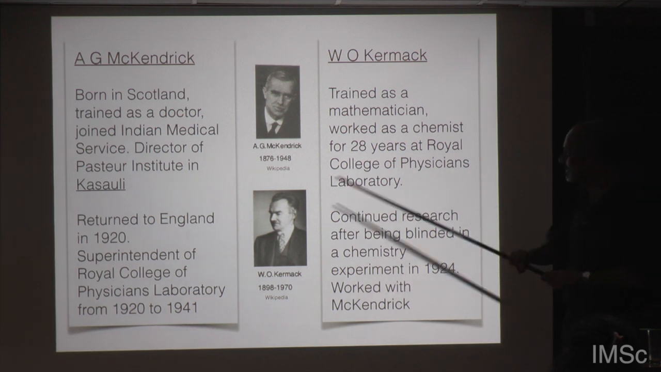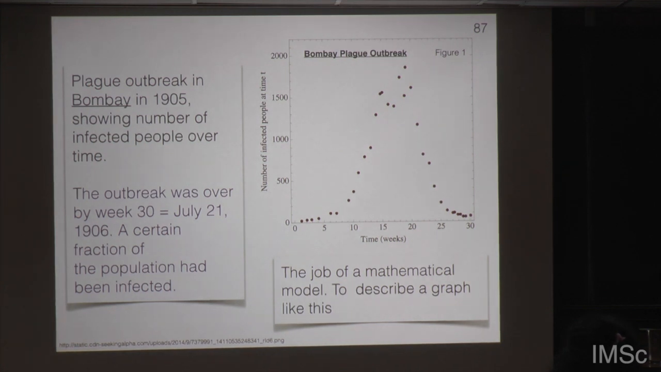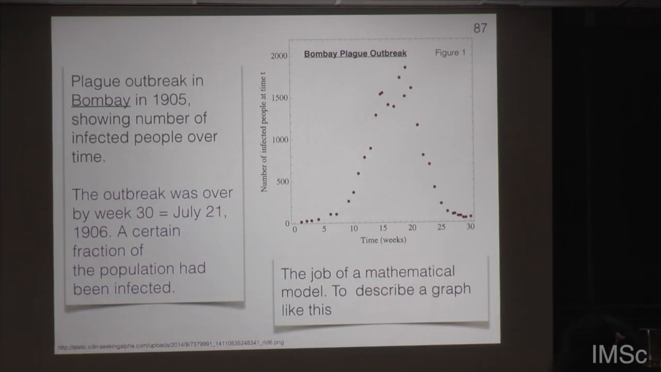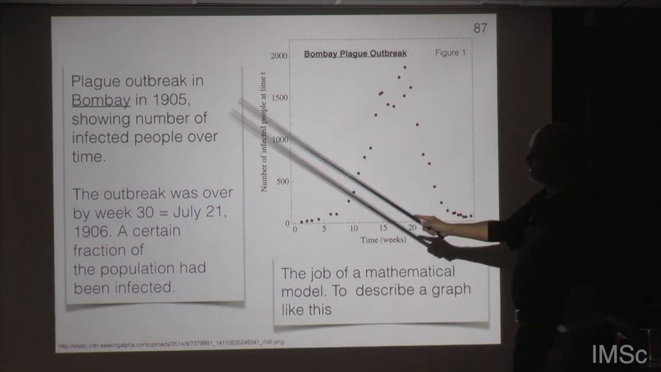So Cormac and McKendrick got together to think about diseases. And the fact that Cormac could work out things in his head without even worrying about paper, etc., ensured that this collaboration was a particularly successful collaboration. And that's when these two people wrote out the model called the SIR model. So one of the tests that they did for this model is data on the Bombay plague outbreak in 1905.